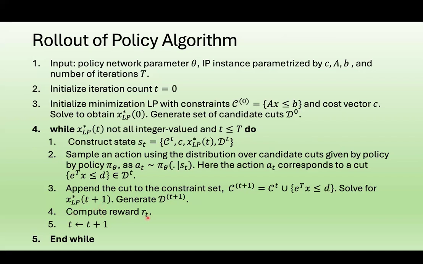Then we compute the reward RT. Now RT is nothing but what we talked about earlier, which is C transpose X LP star T plus 1 minus C transpose X LP star T. And then we increment T, and then this loop goes on. So this is how we roll out the policy algorithm, which basically computes the reward at each iteration.